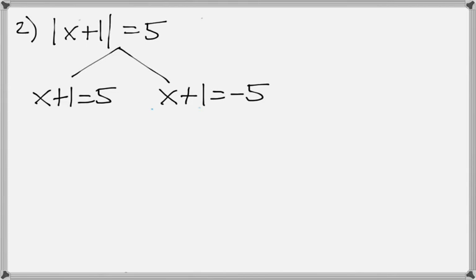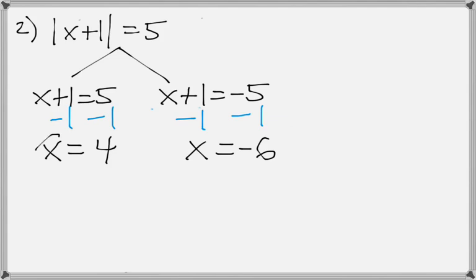So I need to now solve these two equations. So this will be x is equal to 4. This will be x is equal to negative 6. So I have two answers here. If you were to plug these back into the original, if you're ever confused, you can always check it. 4 plus 1 is equal to 5, and that's equal to 5. Negative 6 plus 1 is negative 5, and the absolute value bars take that away to be equal to 5. So if you want to check these, you can for sure do that.